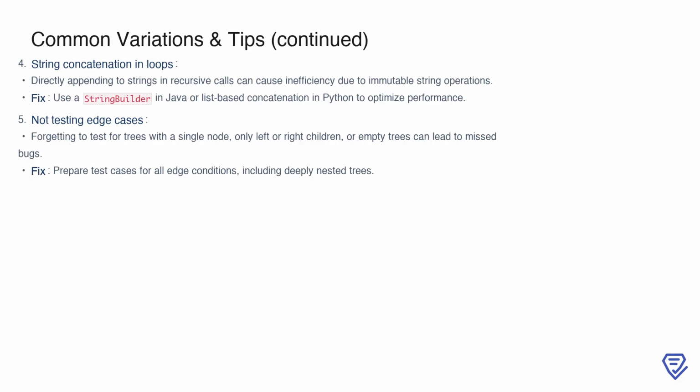It's important to test scenarios like trees with only one node, trees with just left or right children, and even empty trees to ensure your solution is robust. Deeply nested trees should also be tested, as they can expose performance bottlenecks or recursion depth issues. Preparing for these edge cases will help you avoid surprises and demonstrate thoroughness in your approach.